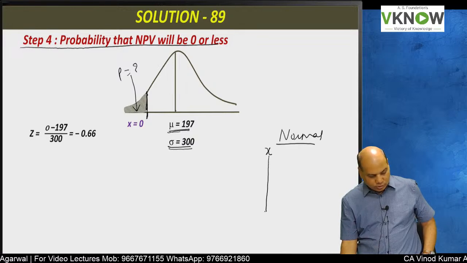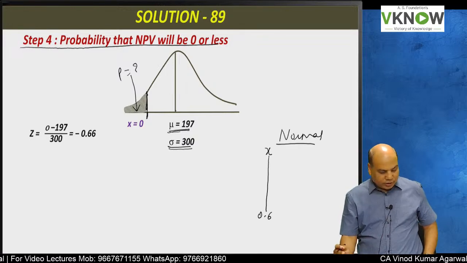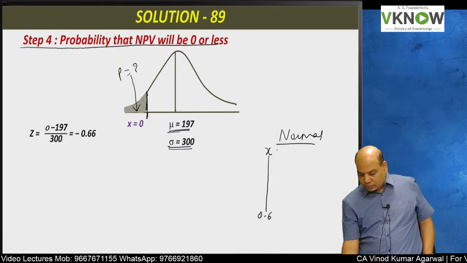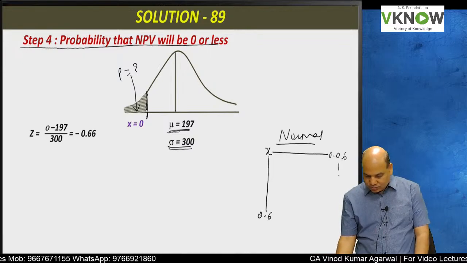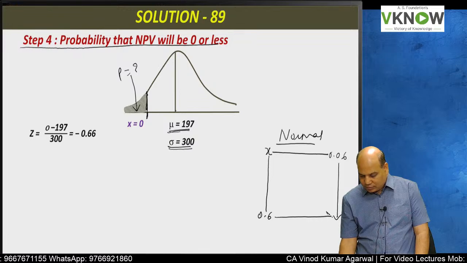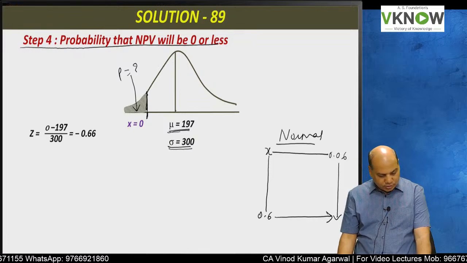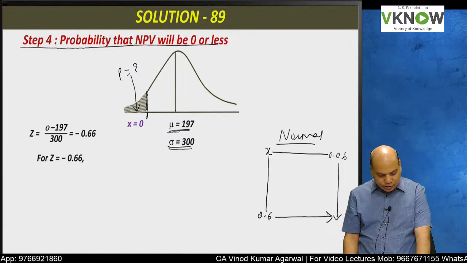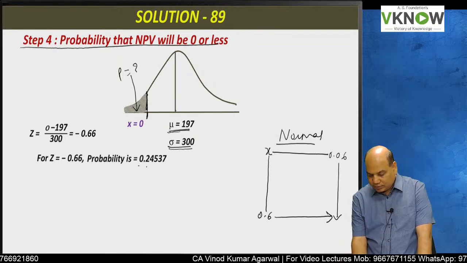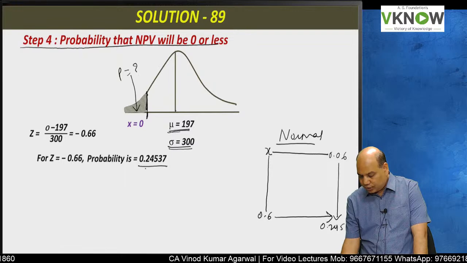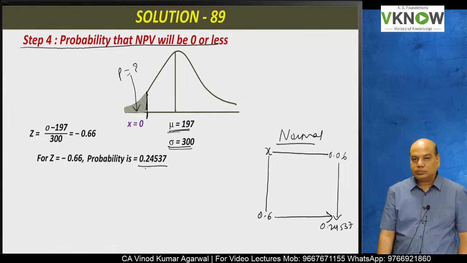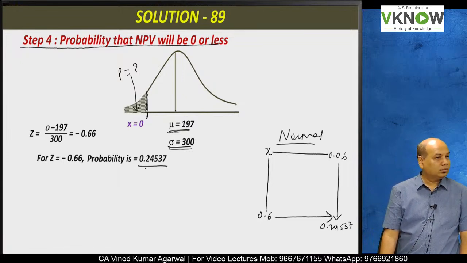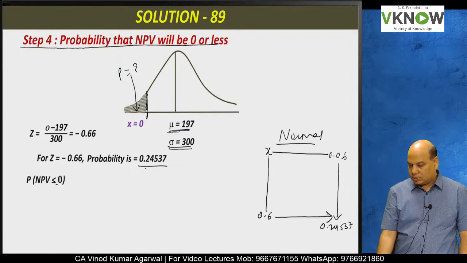In the first column you will find 0.6, here after 7 lines, and then you find 0.06 here. Find the number which corresponds to 0.66. What is that answer? Are you getting 0.24537? You will find 0.24537 written there. Right. But that is not the answer.